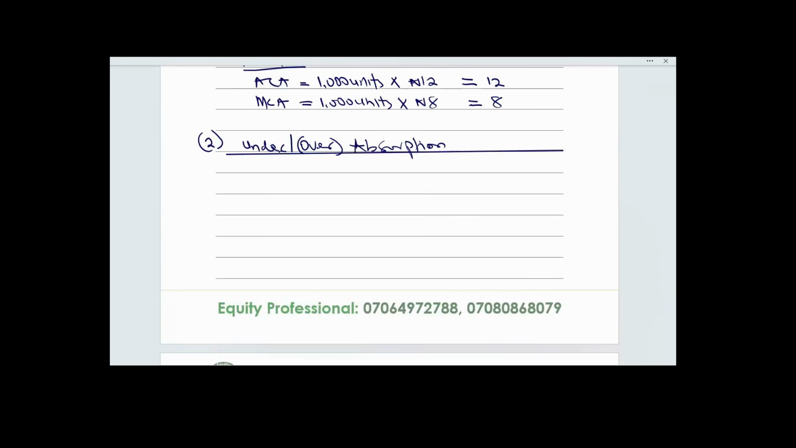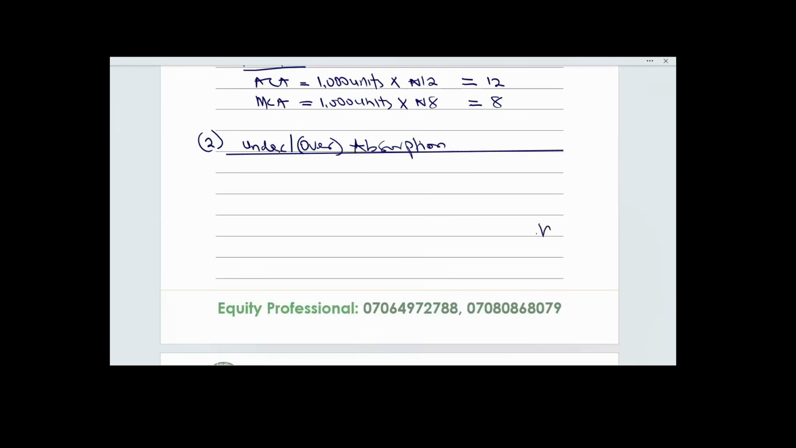For over-absorption, we said it occurs when the budgeted overhead is lower than the overhead absorbed to product. That is the overhead the company charges to product. When this happens, the cost of goods sold will be overstated. When the cost of goods sold is overstated, the profit will be understated, or underreported. So when this happens, the difference will be deducted from the cost of goods sold. So this is the treatment we discussed in our last class.